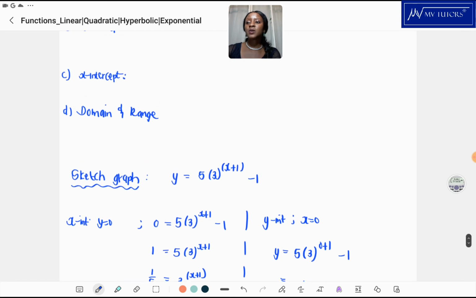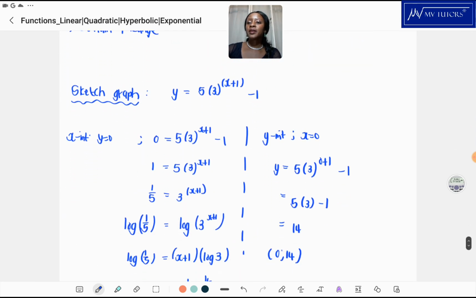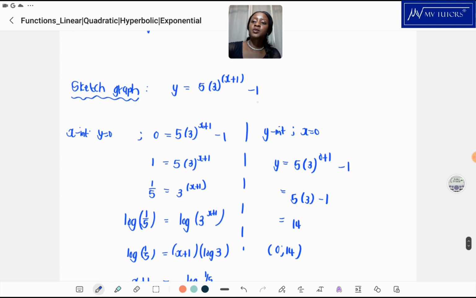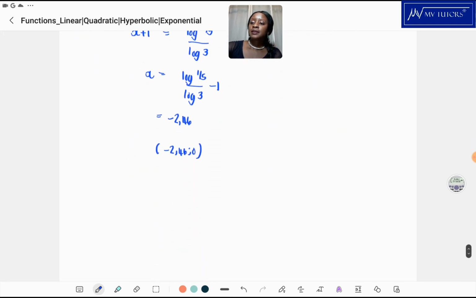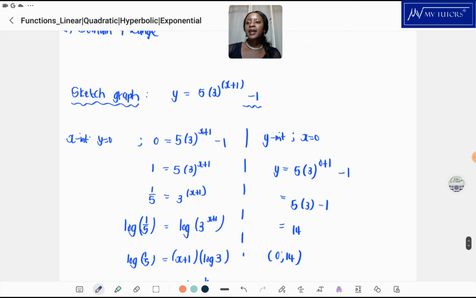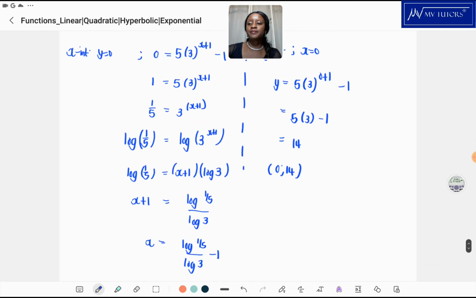Now, let us look at the asymptote. The asymptote is quite simple. This graph has been shifted 1 unit down. So because it's shifted 1 unit down, my asymptote will be y is equal to negative 1. And I think we are ready to sketch, and then we'll talk about the domain and the range.